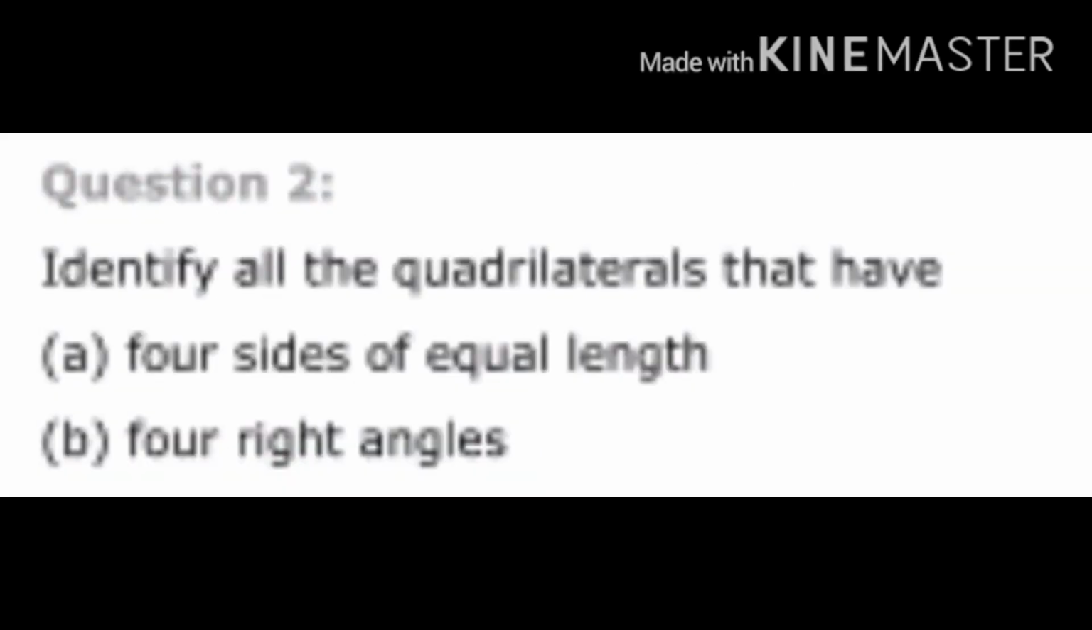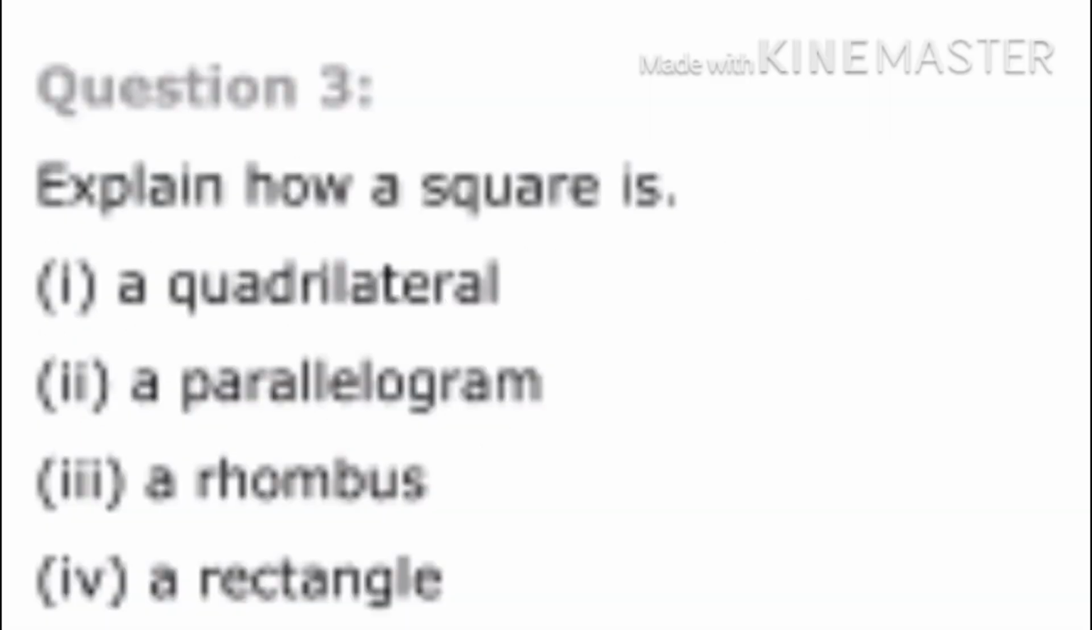Question number 2 was identify all the quadrilaterals that have number 1 four sides of equal length. Now all of us know that rhombus and square are the quadrilaterals that have four sides of equal length. Number B was identify all the quadrilaterals that have four right angles. All of us know that square and rectangle are the quadrilaterals that have four right angles. I think it's clear. Yes. Question number 3 is explain how a square is a quadrilateral, a parallelogram, a rhombus and a rectangle.